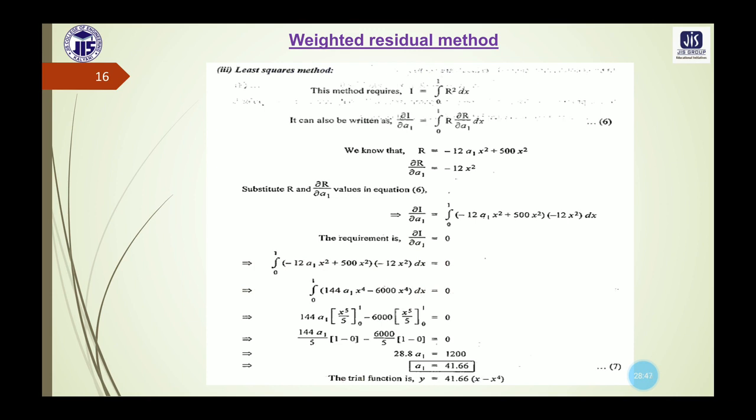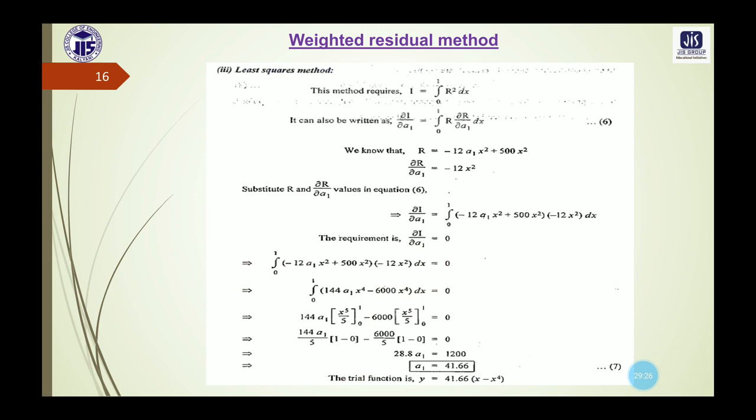Next we need to find the value of a1 using the least squares method. Now in this least square method, we know that I equals integration 0 to 1, that is the domain, r square dx, which can also be written as del I del a1 equals integration 0 to 1 r del r del a1 dx. Now here in this numerical, the value of r, the residual, is minus 12 a1 x square plus 500 x square. So that means del r del a1 equals minus 12 x square.